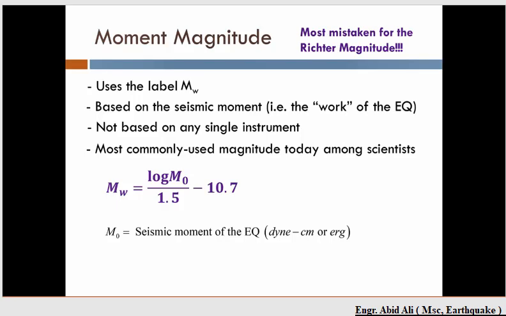And if you ever hear a magnitude that's reported on the news after an earthquake, or the US Geological Survey talking about a magnitude, it is the moment magnitude. But it's always mistaken by the media for the Richter magnitude. Most people think of it as the Richter magnitude, which this is not.